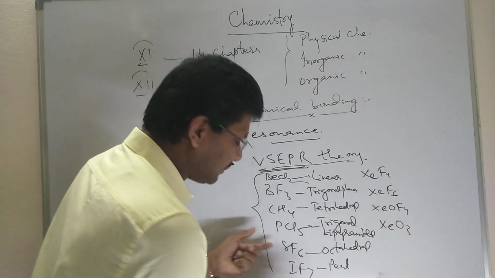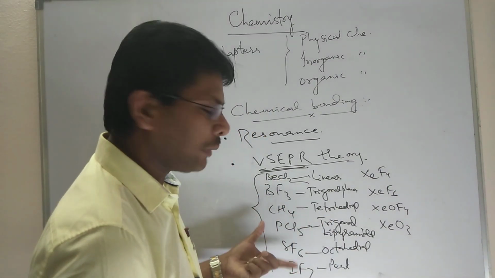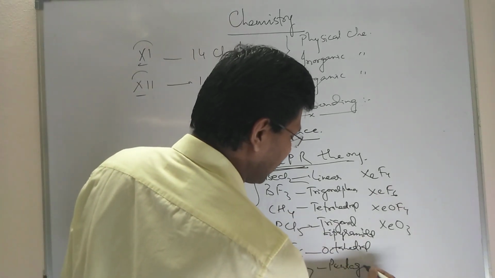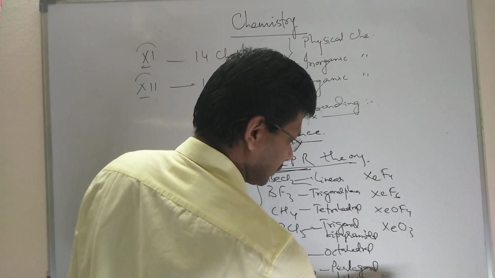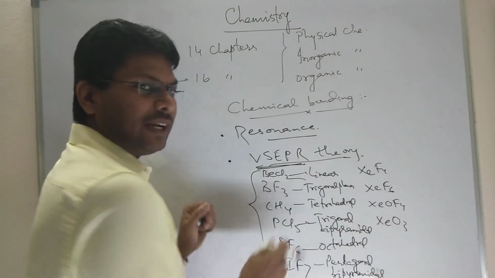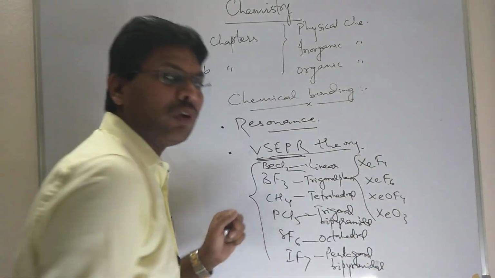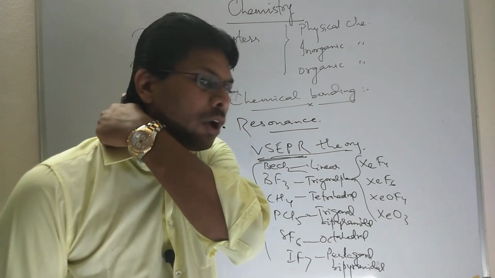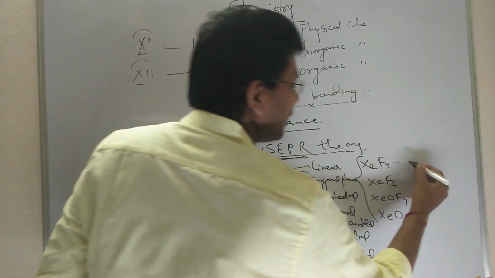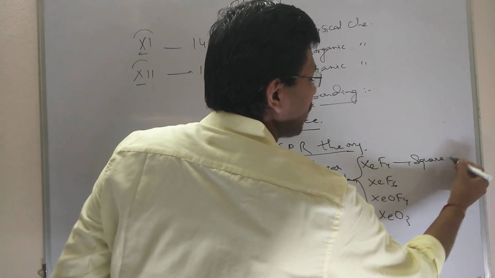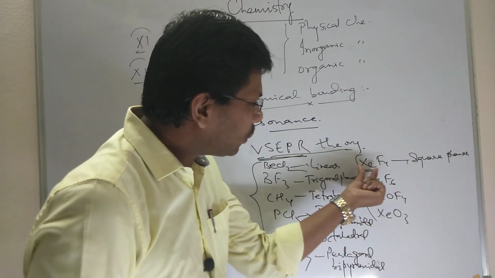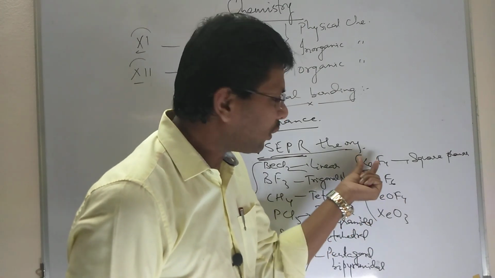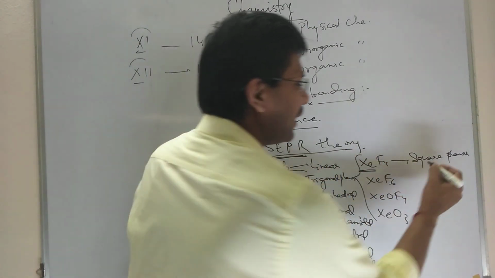We see that in these molecules there are no lone pairs, so they have regular geometry, pentagonal bipyramidal. If we focus our attention here, we find that one or more lone pairs are there, which changes the shape. So XeF4 is square planar. If you know that xenon has 8 valence electrons, so 8 minus 4 is 4, 4 upon 2 is 2. So 2 lone pairs we have here.